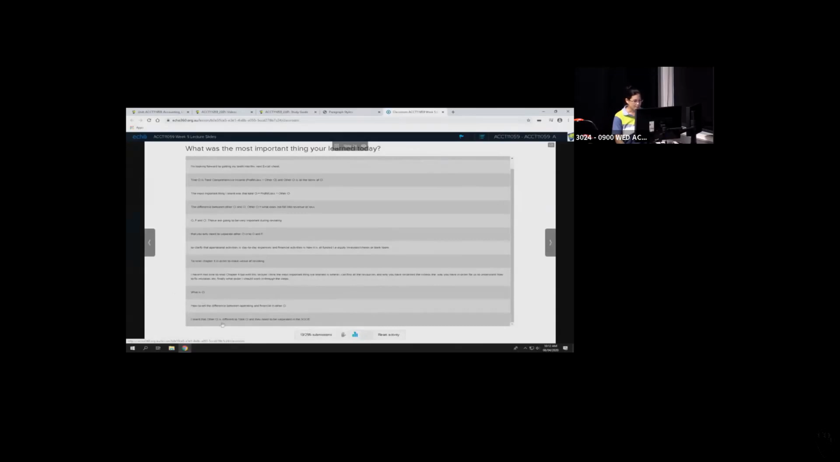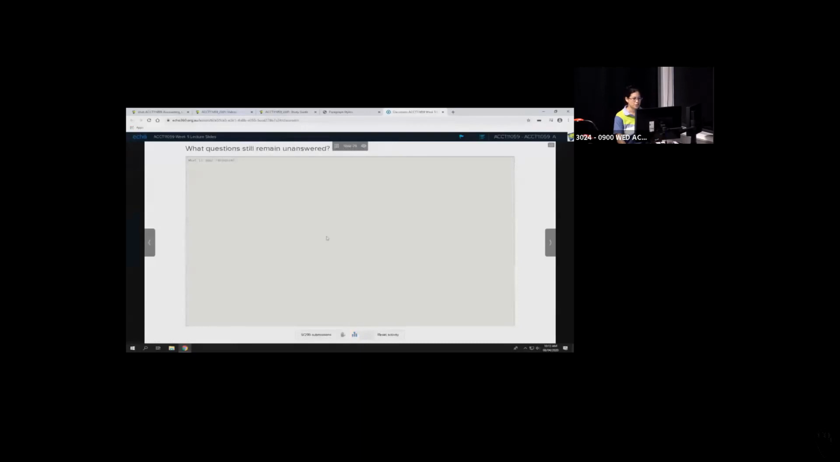I learnt that other CI is different to total CI and they need to be separated in the statement of changes in equity. So they already are separated in your statement of changes in equity. Your firms will already have done that for you. What you need to do with restating it is to classify your items of other CI into O and F. Okay, so that's very good. Let's have a look at what questions you still have.